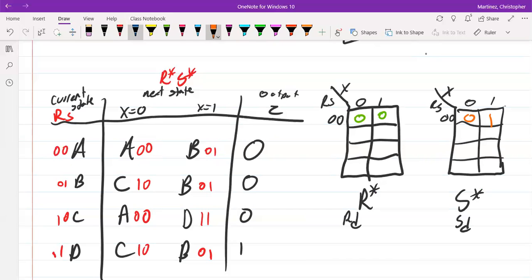Okay, let's do the next one. The next one is 0, 1. Well, where is 0, 1? 0, 1 is B. Okay, so let's do green first. We see that's a 1 and a 0. Then we do orange. Orange shows a 0 and a 1.